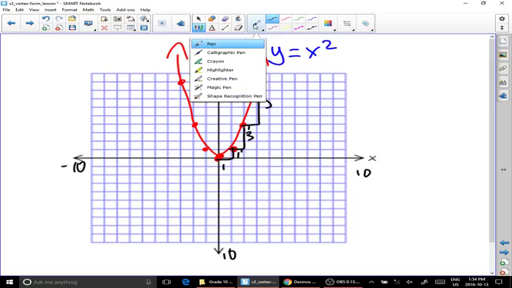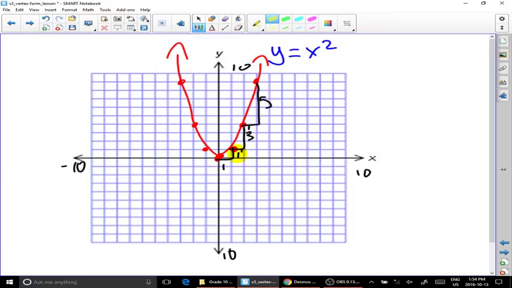What's important that we look at here is this: up 1, up 3, up 5. Does anybody want to hazard a guess what we're going up by next? 7, and then 9, and then 11. Right, exactly. So what we're going up by are odd numbers. And the same is true over here: we go over 1, up 1, over 1, up 3, and over 1, up 5.